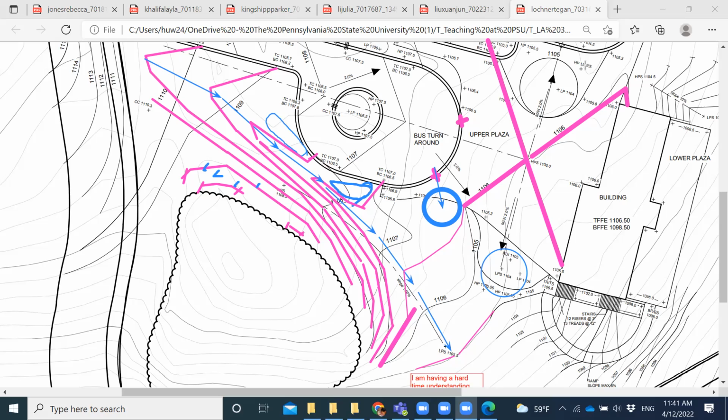Unless you modify this to be like this, then this portion would be flatter, but then your swell would also change direction, which I don't think is necessary. But basically, you would need to offset this one to find out 1105. It's likely going to be somewhere one more contour down.